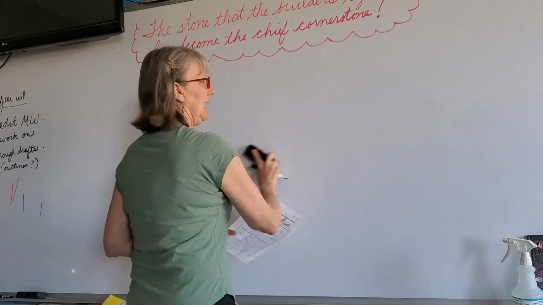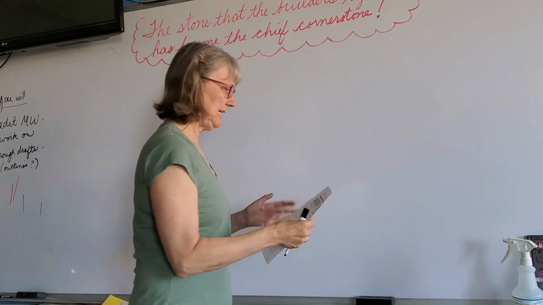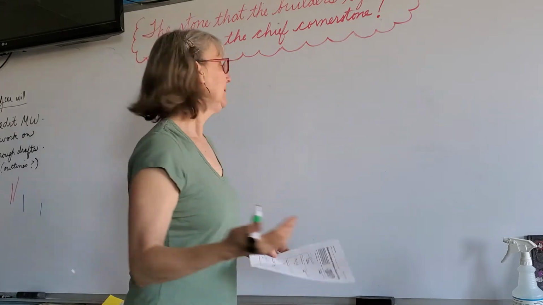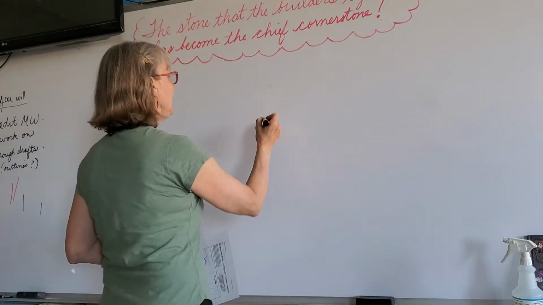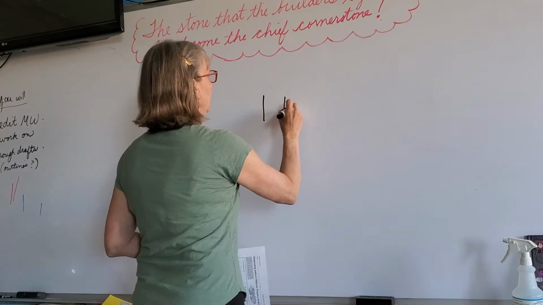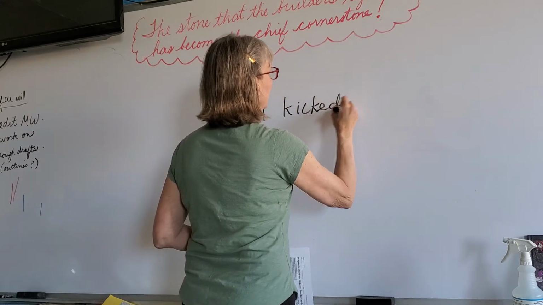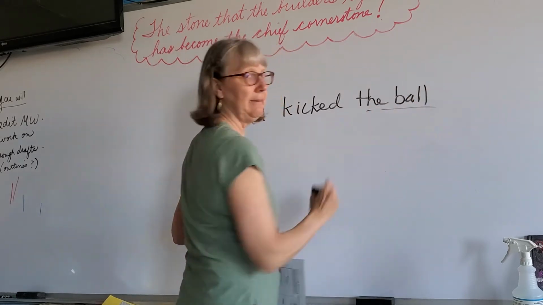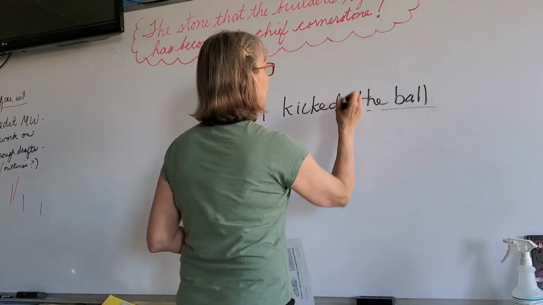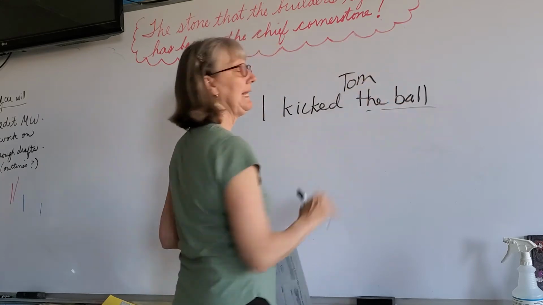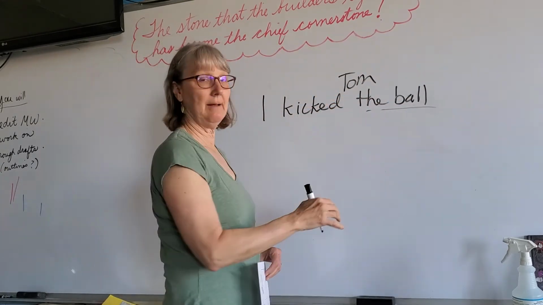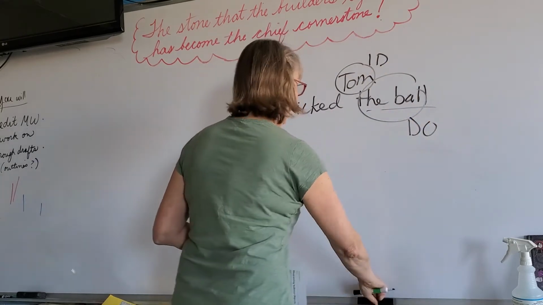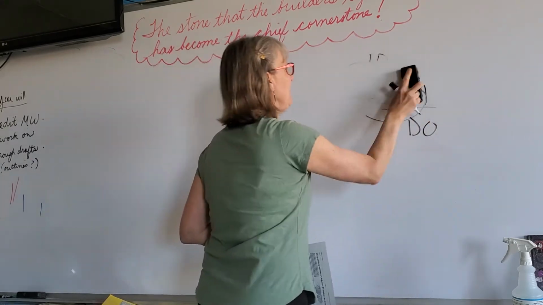Okay? And now I'm going to go to the back of the sheet, the indirect objects. Now remember, let's remember what indirect objects are. So if I say, I kicked the ball, the direct object is the ball, right? But if I say I kicked Tom the ball, it doesn't mean I kicked Tom. It just means I kicked the ball to Tom. Tom would be our indirect object. The ball would be our direct object. I hope that comes back to you because you'll need to know that for this next section.